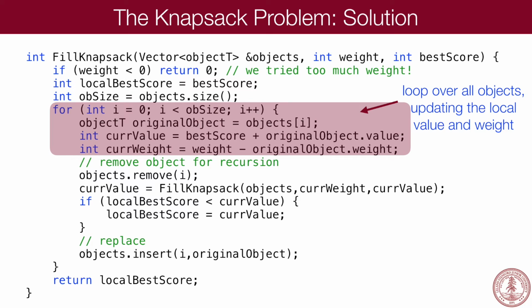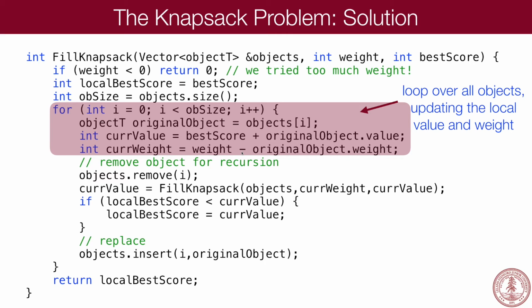Okay, now we're going to basically loop through all the objects, and we're going to first get the object out of the ith object in our loop out of the number of objects, and we're going to update our values. So we're going to have a current value, which is basically our best score so far, plus the original object's value, in other words, the object we just pulled out, and then we're going to update the weight by saying, oh, we just added it to the backpack, so we need to subtract the amount of weight we have left.